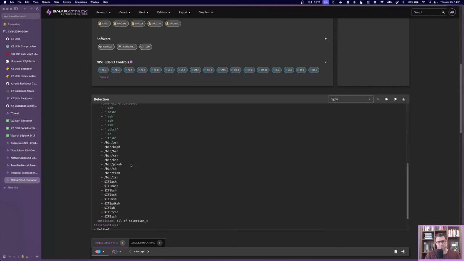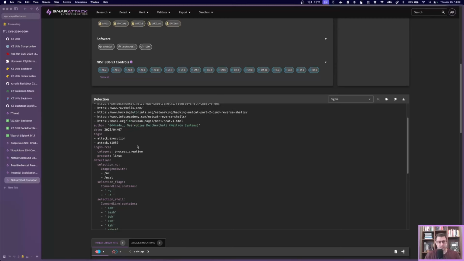So these detections aren't going to be specific to XZ only. These detections are going to work for a lot of reverse shell activity in the environment. So running hunts for these, you might find something. It doesn't necessarily mean it's always going to be XZ, right? So just keep that in mind as you do your hunts.